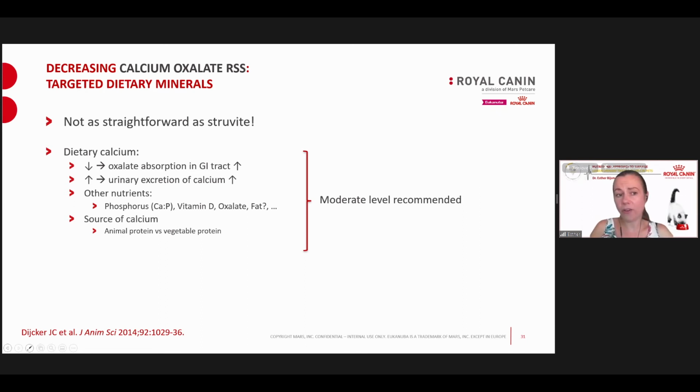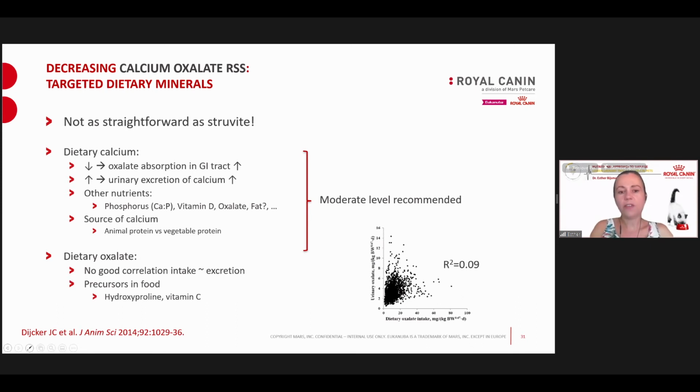Then there are other nutrients that interact with calcium, such as phosphorus, right? Calcium to phosphorus ratio, vitamin D in the diet, fat contents of the diet, and also the source of calcium. Some protein sources, such as animal protein, have a different bioavailability than vegetable protein sources. So overall, we'd say that a moderate level of calcium is recommended.